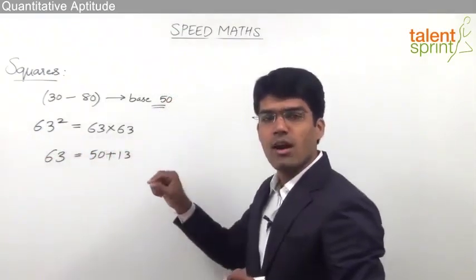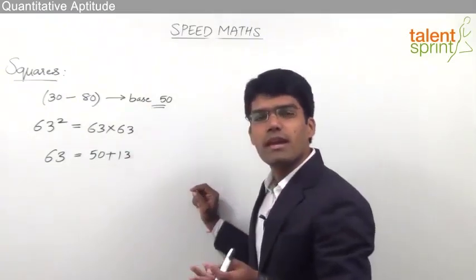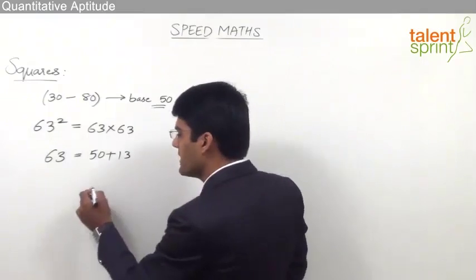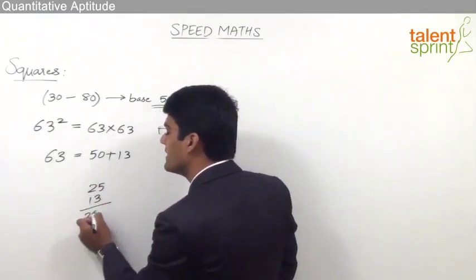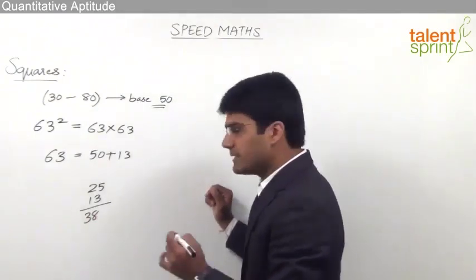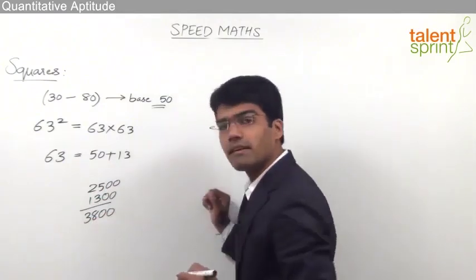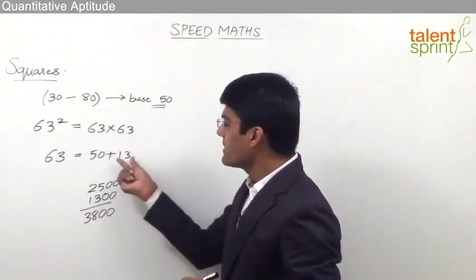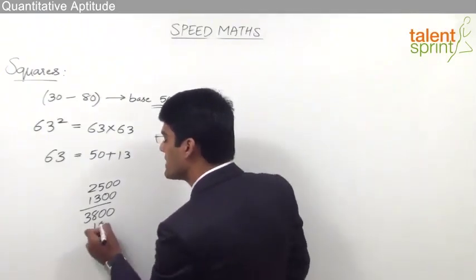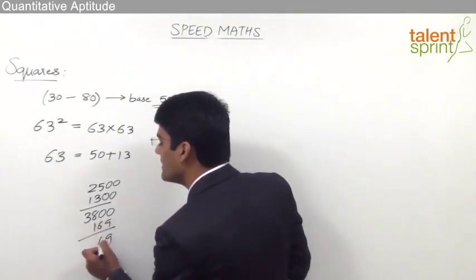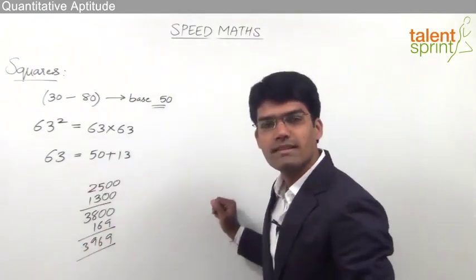Now let's understand how to actually find out the square for this number. We know that 50 square is 2500. So we take 25 and add 13 to this 25. That gives us 38. This is actually 2500 plus 1300, which is equal to 3800. And now the next step is to add 13 square to this result. 13 squared is 169. So the answer here will be 3969. 63 square is equal to 3969.